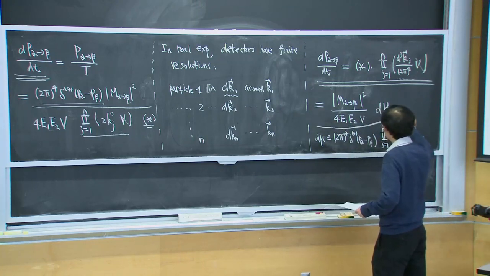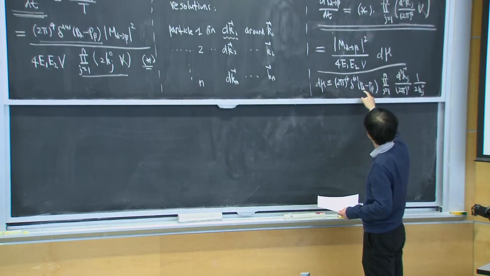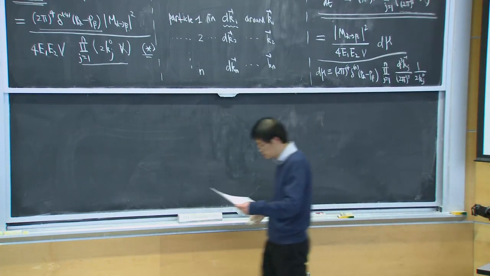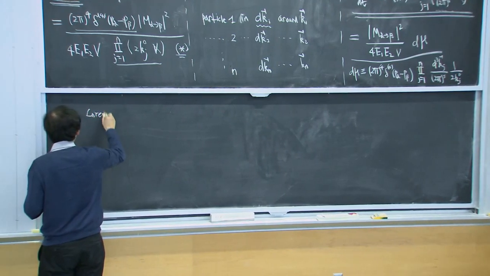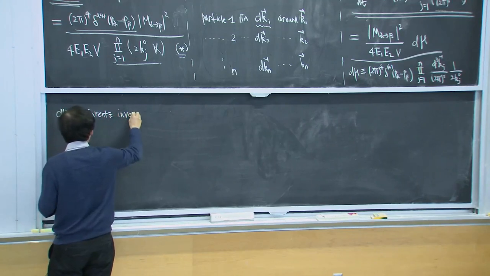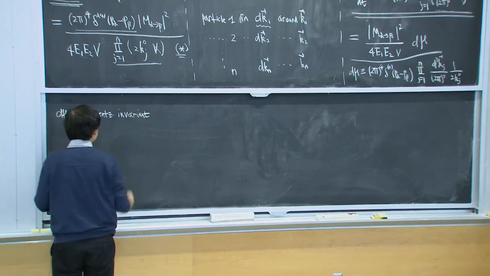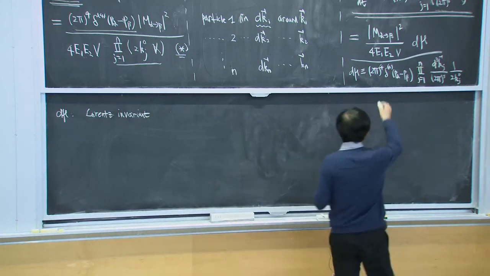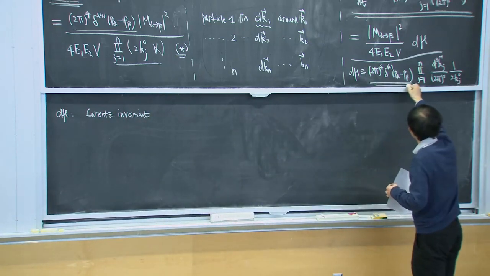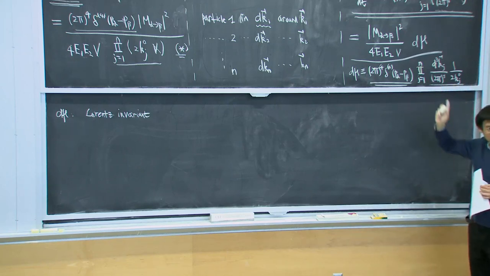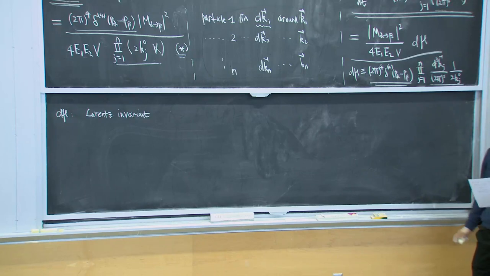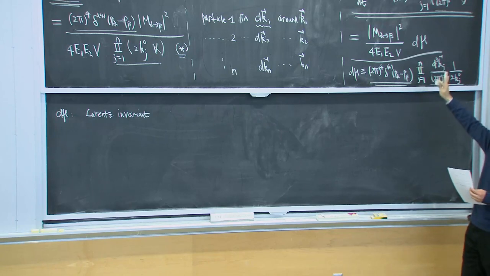The reason I group all this together is that now dμ is Lorentz invariant. So this is a Lorentz invariant measure, because you remember this is Lorentz invariant, and this combination is also Lorentz invariant from your first day, essentially, in QFT. So now the nice thing is that this is Lorentz invariant.